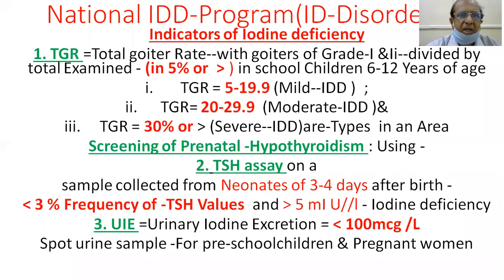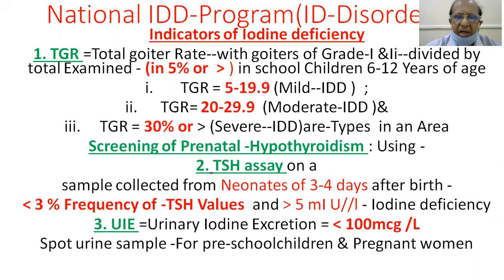TGR, total goiter rate, is goiters of grade 1 and 2 divided by total school children examined, 6 to 12 years of age. Usually 5% or more. If TGR is 5 to 19.9%, it is mild iodine deficiency disorder. If it is moderate iodine deficiency, TGR is 20 to 29.9%. If it is severe, it is 30% or more. So these are the classifications as per the TGR.